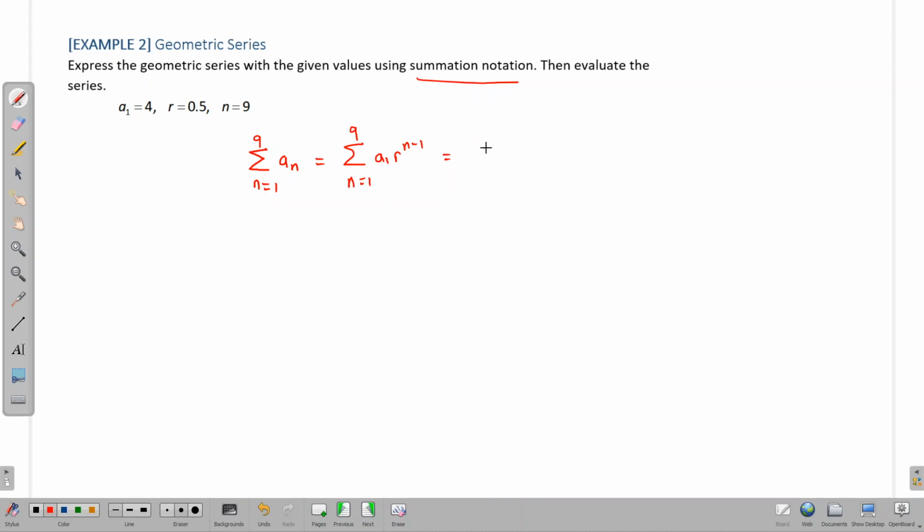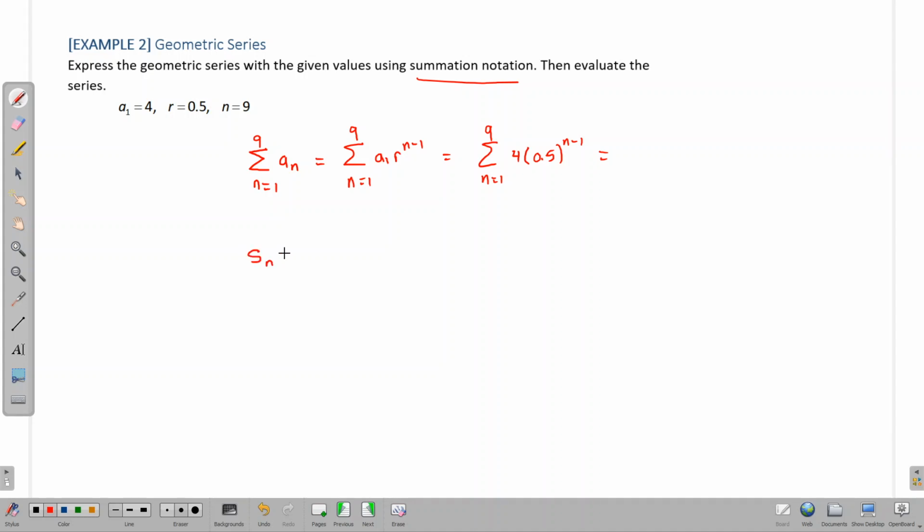Now we can just plug everything in. So this is the sum of a1 is 4, the r value is 0.5, and then leave the n minus 1 because that's going to be generated by the index here, and up to 9. So this is the summation notation or sigma notation for this geometric series. Okay, then it says evaluate it. So we want to know, what does this actually equal?